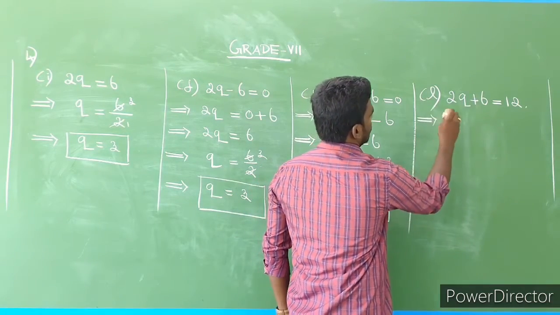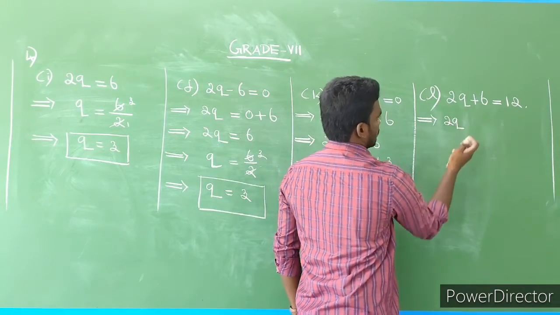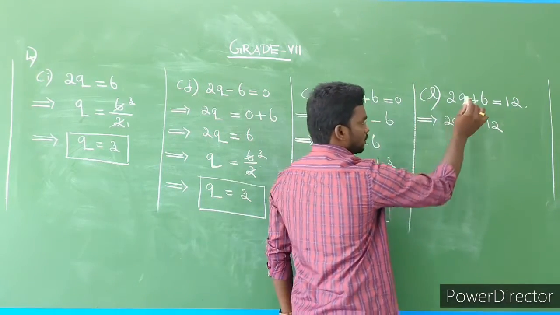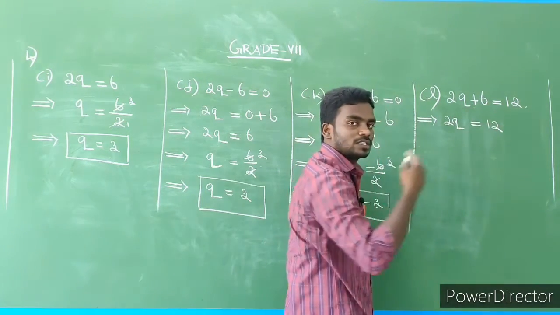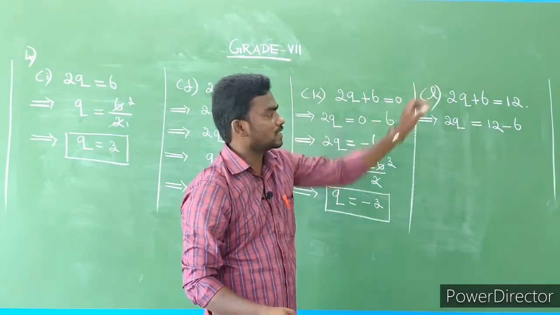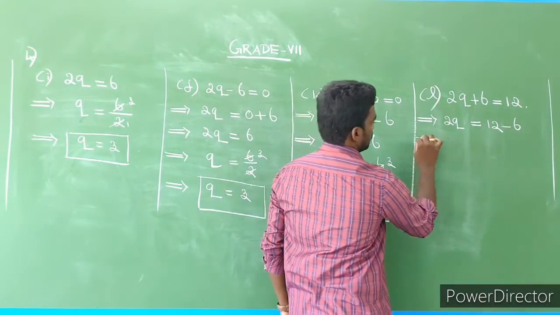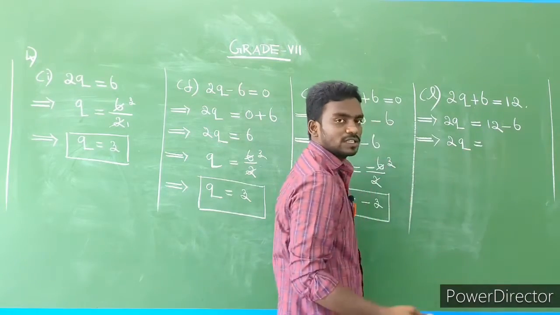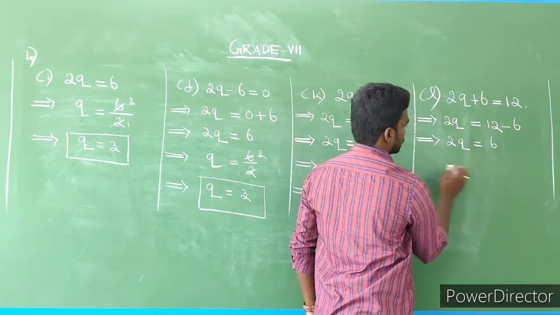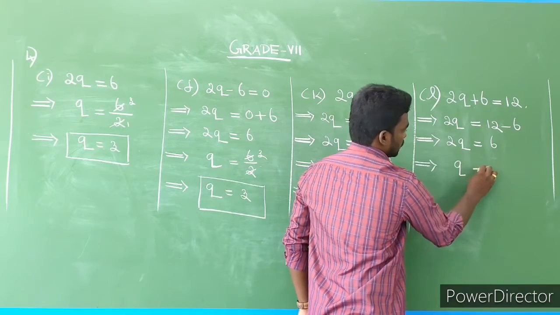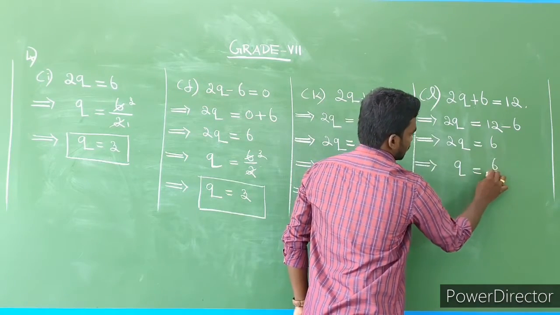Implies that keep the value 2q in the left side and the value 12 in the right side, and this plus 6 is transposing to minus 6 on the right side. Implies that 2q is equal to, what is the value of 12 minus 6? That is 6. Implies that keep the value q in the left side and 6 in the right side.